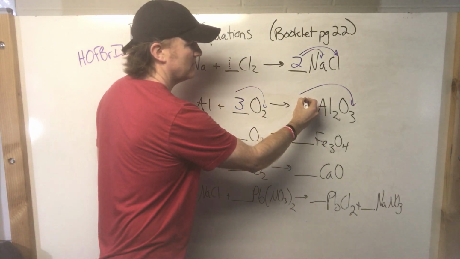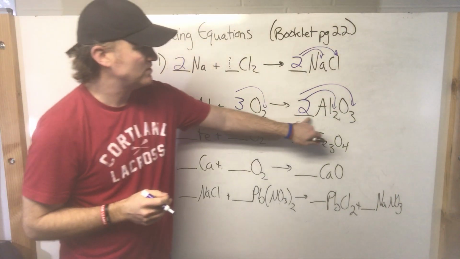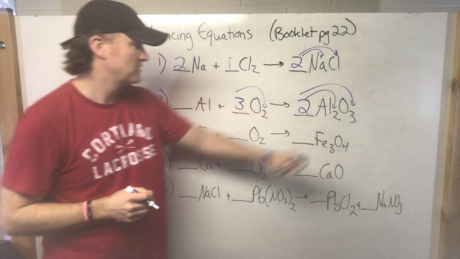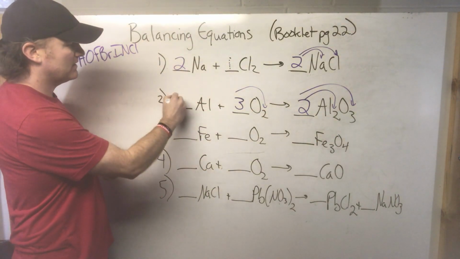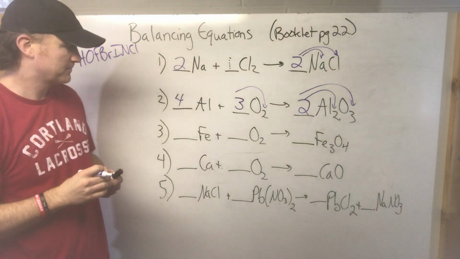What I also have to reconsider now is now I have 4 aluminums on the right side. 2 times 2 is 4 aluminums. So easy way to fix that, all I got to do is put a 4 in front, because 4 times 1 is 4 aluminums.